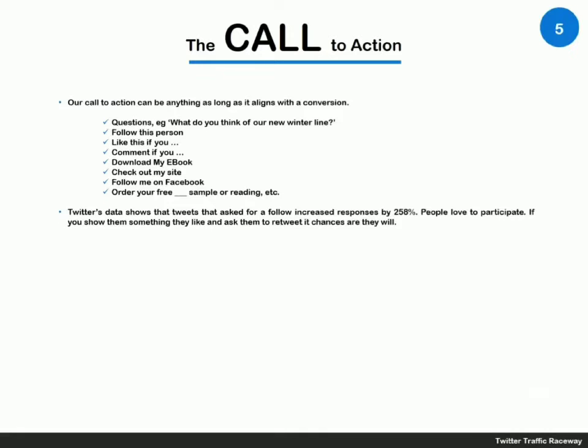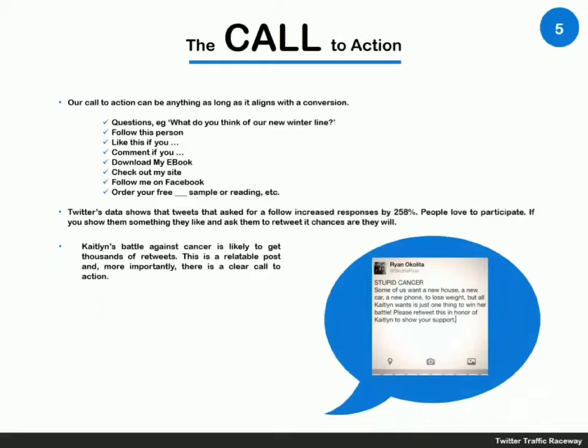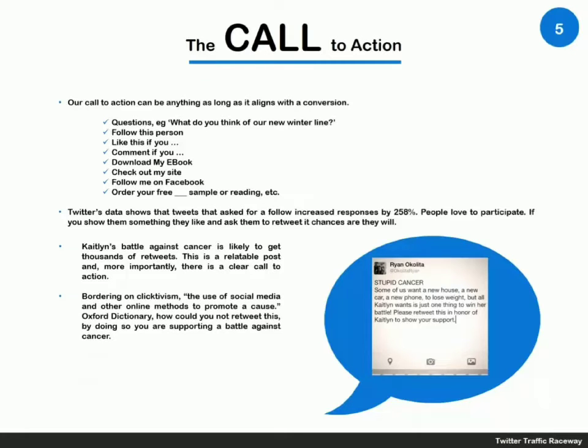Twitter's data shows that tweets that ask for a follow increase responses by 258%. People love to participate. If you show them something they like and ask them to retweet it, chances are they will. Caitlin's battle against cancer is likely to get thousands of retweets. This is a relatable post and, more importantly, there is a clear call to action. Bordering on clicktivism, the use of social media and other online methods to promote a cause, Oxford Dictionary, how could you not retweet this? By doing so, you are supporting a battle against cancer.